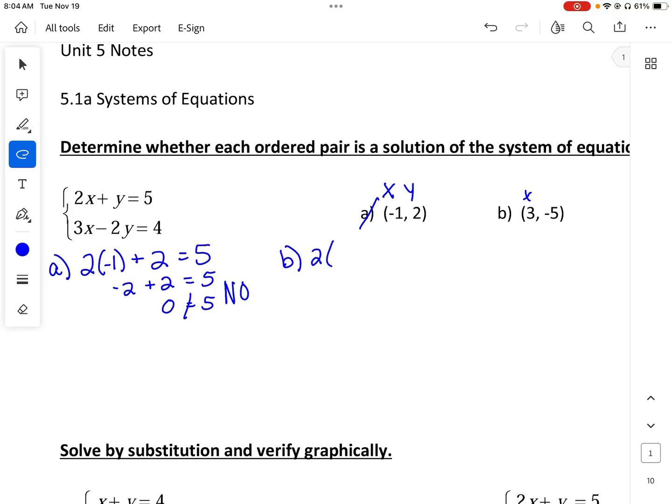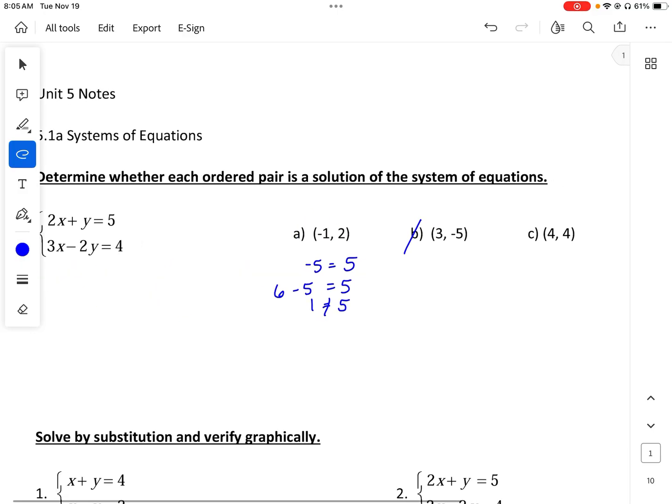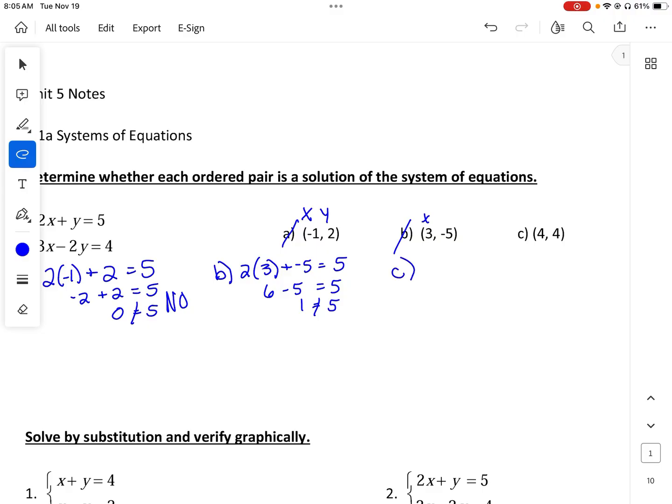2 times the x, so 2 times 3, plus the y. I guess I should have put what y is. It's -5, so that'd be 6 minus 5. That does not equal 5. That equals 1. So B is not it either. Okay, C, 2 times 4 plus 4, because that's x and y, equals 5. So that'd be 8 plus 4, which is 12, which does not equal 5. So again, no.